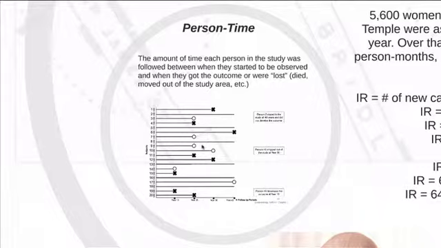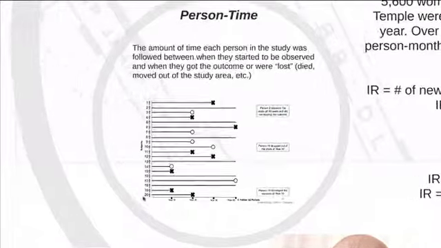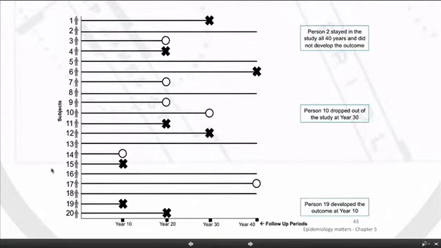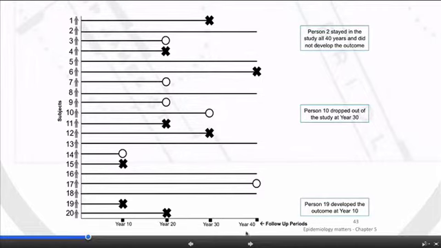Person time is the amount of time each person in the study was followed between when they started to be observed and when they got the outcome or were lost. In this sense, we have a stationary population on one side. On day one of tracking people, we have 20 people that we're following, and we decide we want to follow people for 40 years.